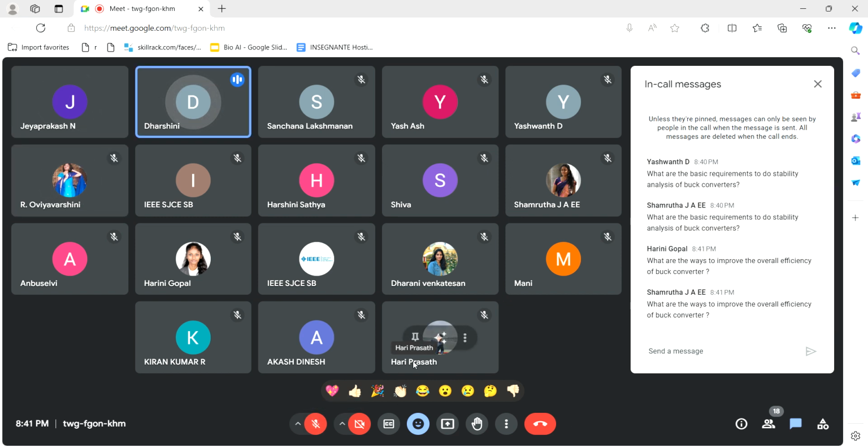We have certain questions from the participants in the chat box. The first question is from Ashwin D. What are the basic requirements to do stability analysis of buck converters, sir?